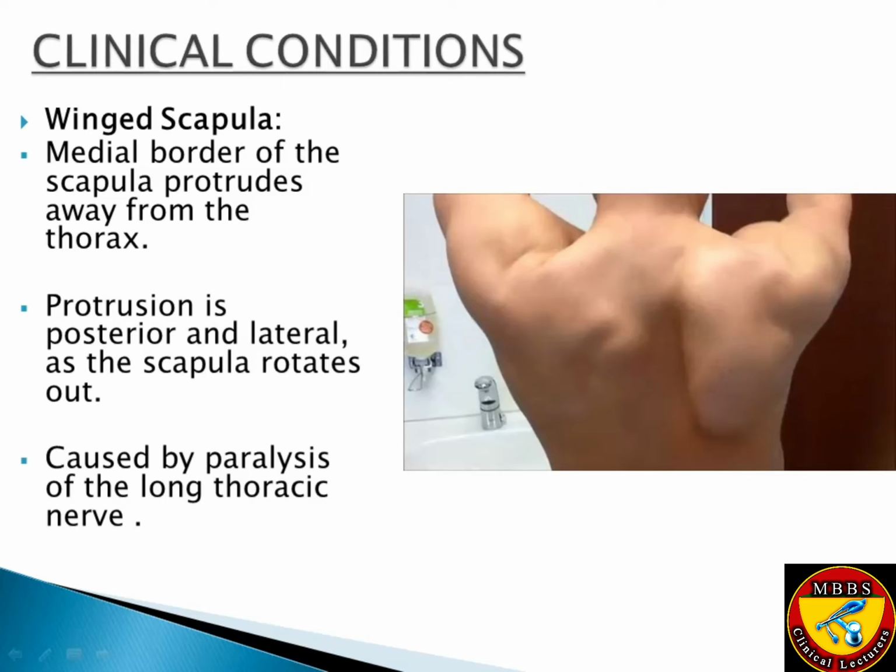Now, this winging of scapula is caused by paralysis of a nerve which is called as long thoracic nerve. You're going to learn it later, but till now you should remember one line that winging of scapula is caused because of paralysis of the long thoracic nerve.